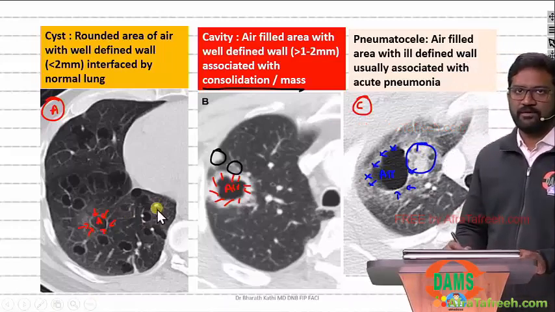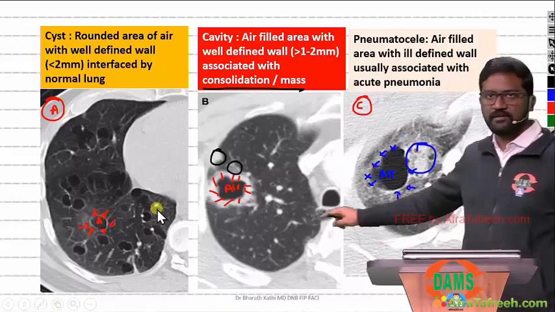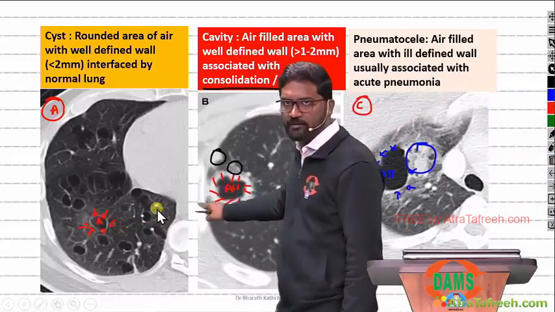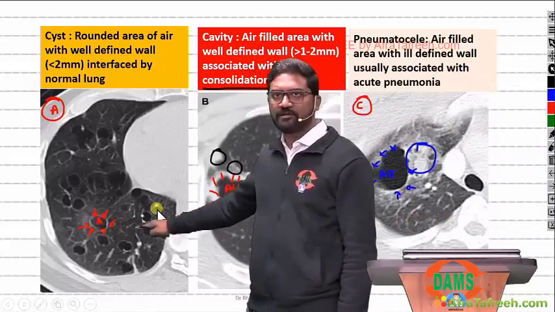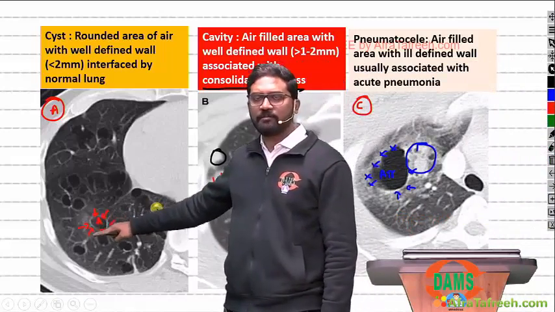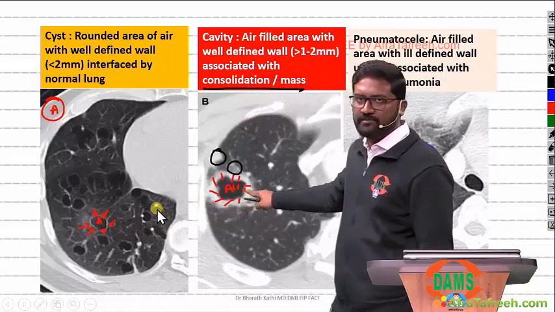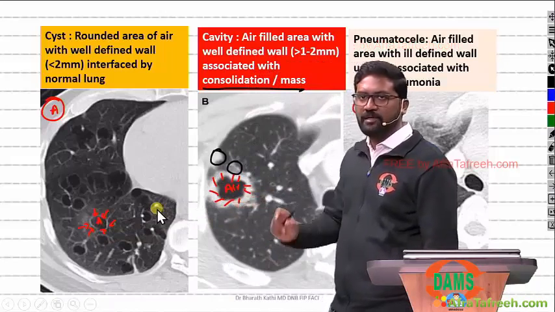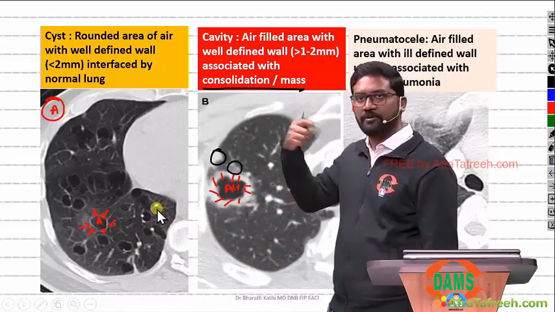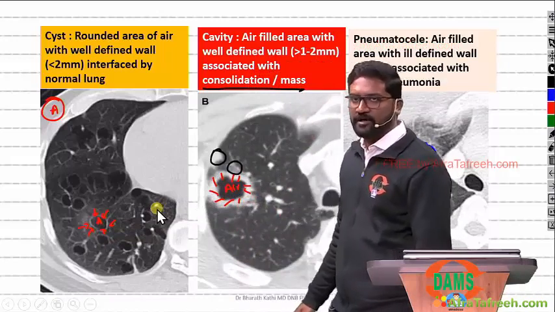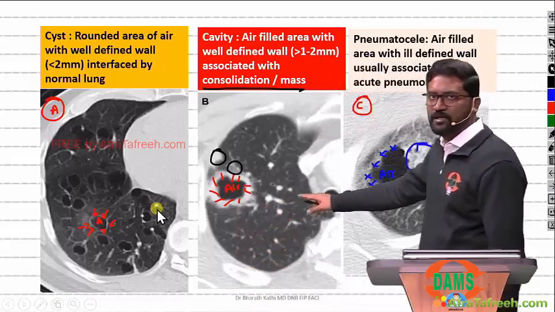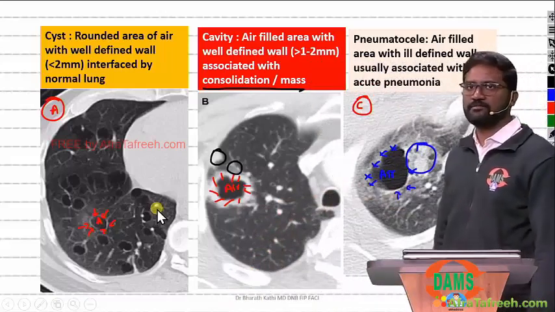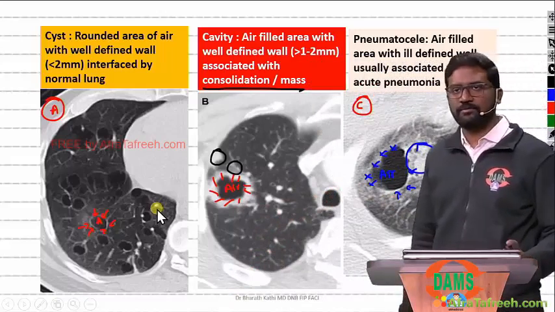So here we have seen cyst, which is an air-filled area, well-defined wall, but when compared to cavity the dimensions are less. Cyst is generally a primary pathology, whereas cavity, it is a well-defined wall, more dimensions, and it happens due to some ongoing pathology. Whereas this pneumatocele, air-filled area, no proper wall, generally associated with some acute pneumonia.